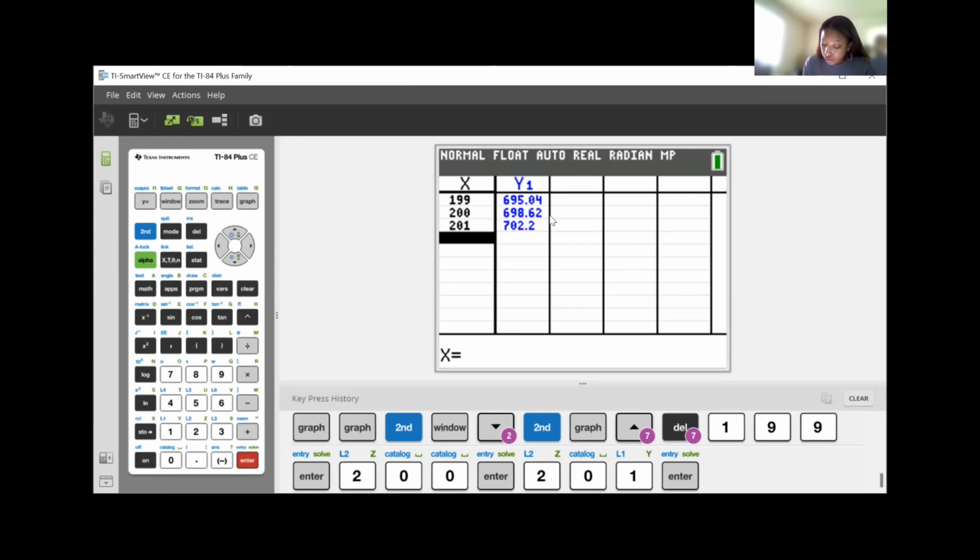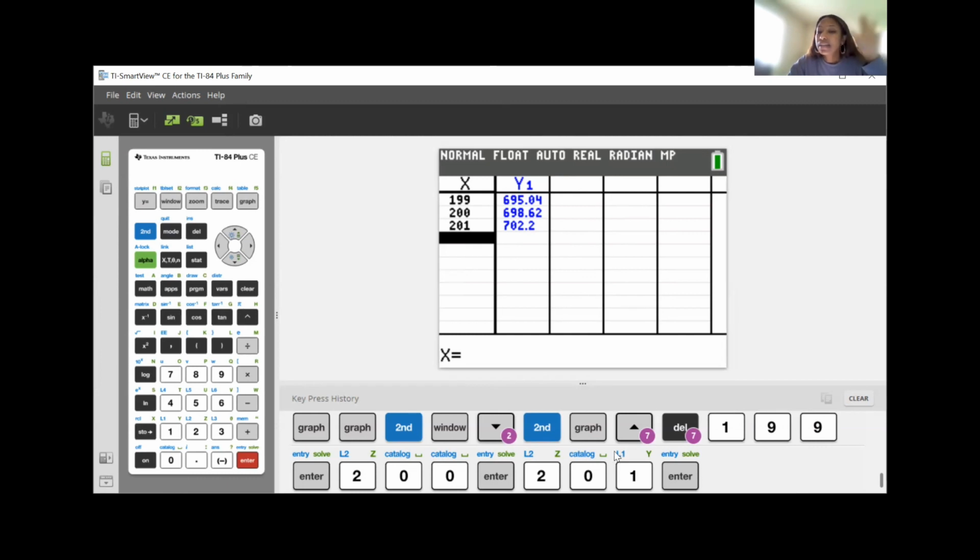For the rest of these, you'll fill in the other parts of your table for part C, part 2. So after 199 years, we have 165.4 feet of erosion. After 200 years, 698.62 feet of erosion. And after 201 years, we have 702.2 feet of erosion. So once you find your regression equation, the rest of the problems are just using the equation to estimate what's happening for different years.